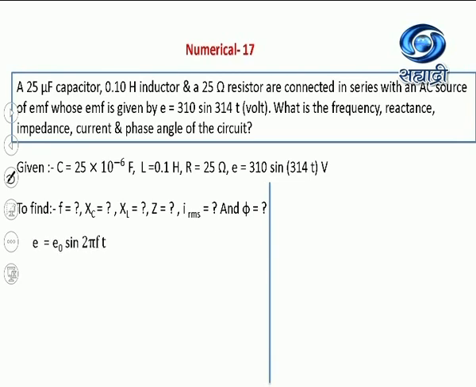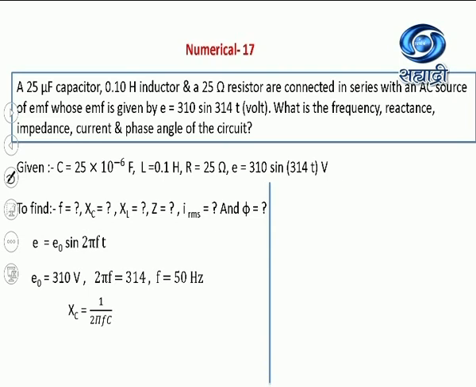Now if we compare the given equation E is equal to 310 sine of 314 t with E equal to E naught sine 2 pi f t, we get E naught equal to 310 volt, 2 pi f is equal to 314. So from this we can get f as 50 hertz.